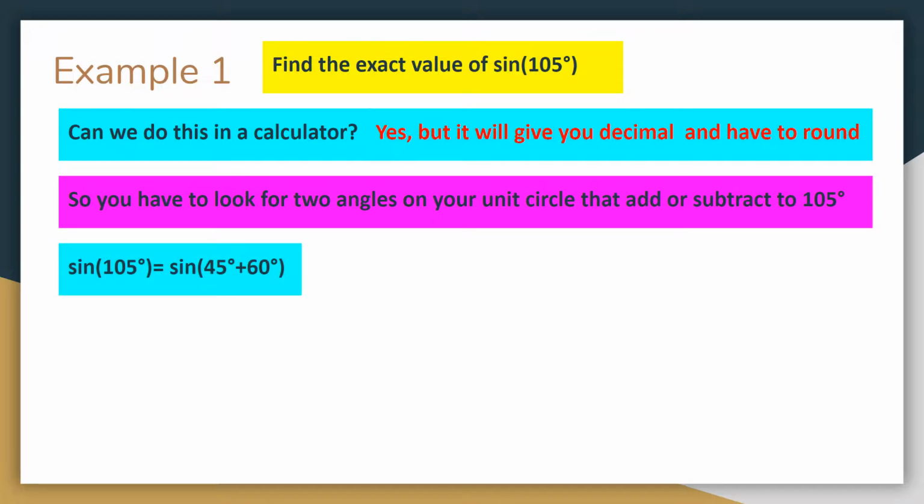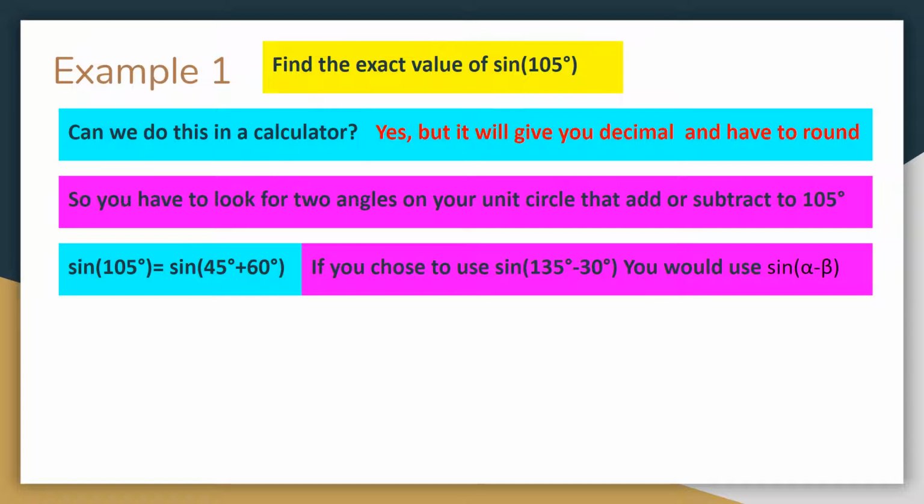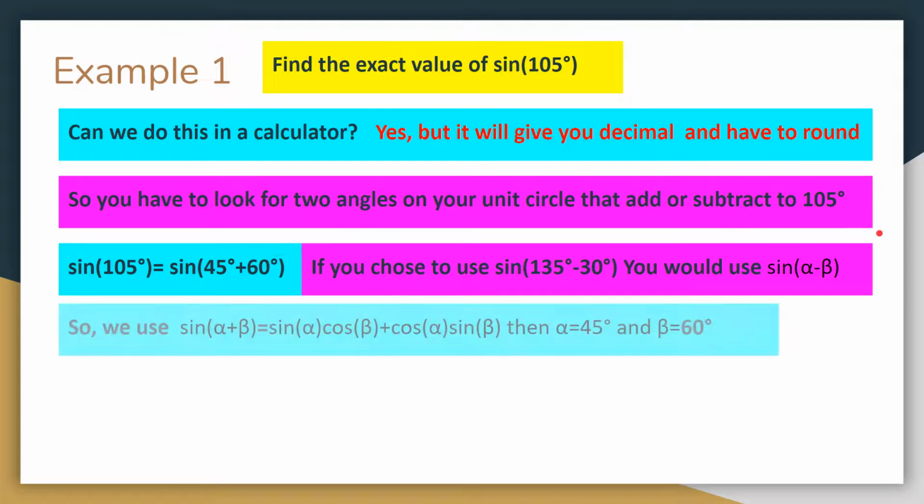So we can say the sine of 105 equals the sine of 45 plus 60, because in order to use these formulas, you need two angles that you know the sine and cosine of. Now, you could have chosen to use the sine of 135 minus 30. That's okay. Those have a difference of 105 degrees. So you would use the formula for the sine of alpha minus beta. But I'm going to go ahead and use sine of 45 plus 60.